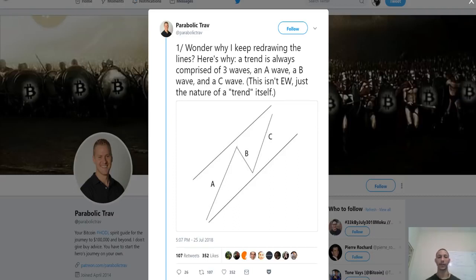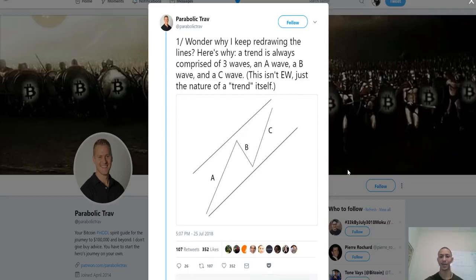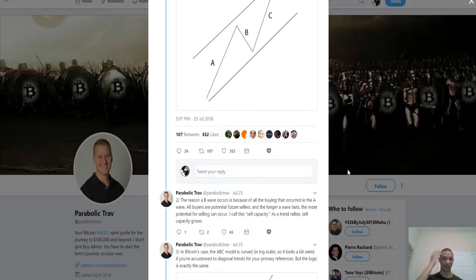So just very quickly, he says, wonder why I keep redrawing the lines? Here's why. A trend is always comprised of three waves, an A wave, a B wave, and a C wave. This isn't Elliott wave theory, just the nature of a trend itself. So he shows a chart here and how a linear trend is demonstrated.